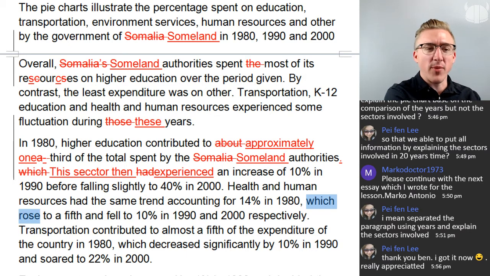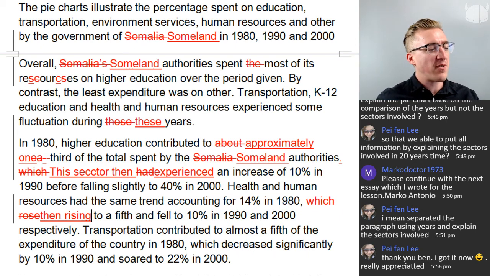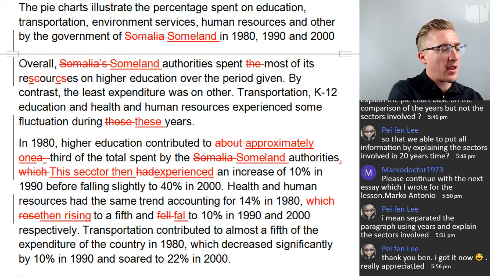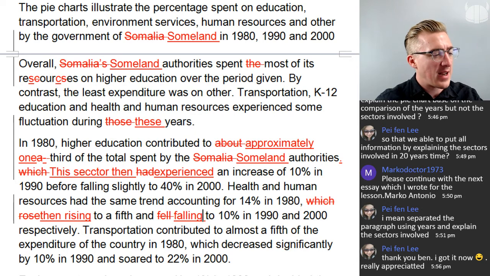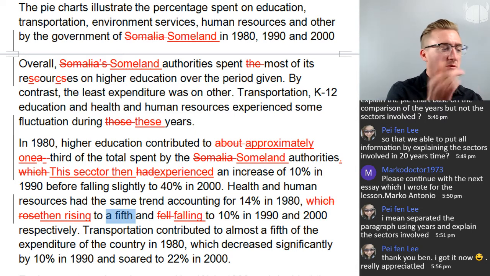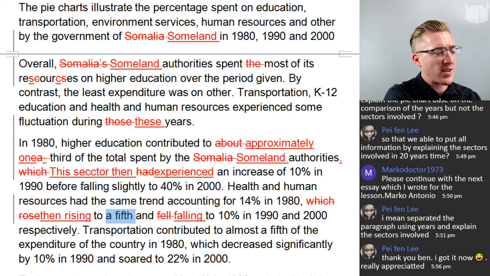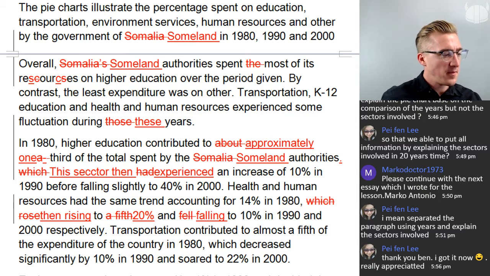The which is the problem here. Then rising to a fifth and falling to 10% in 1990 and 2000 respectively. Same feedback I had for a previous author. I would say don't mix 14%, a fifth, 10%. 20% is better. Transportation contribute to almost, yeah, so maybe it's okay if you start with it, right? But it's switching from percent to fraction is strange.